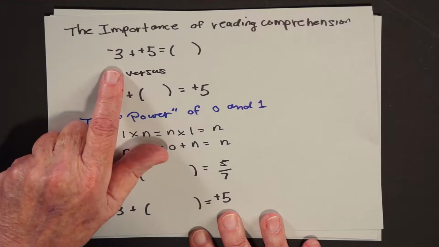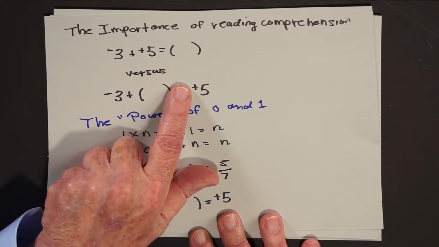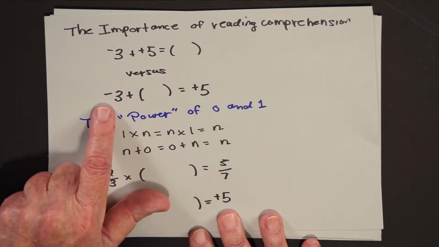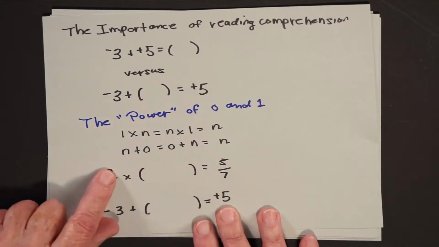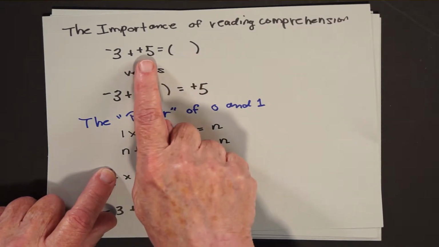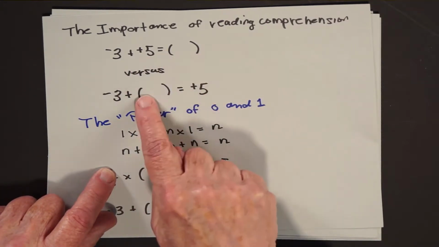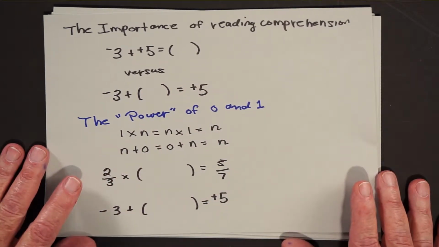In other words, negative 3 plus positive 5 equals blank does not mean the same thing as negative 3 plus blank equals positive 5. In other words, when I interchange the positive 5 with the parentheses, I change the meaning.